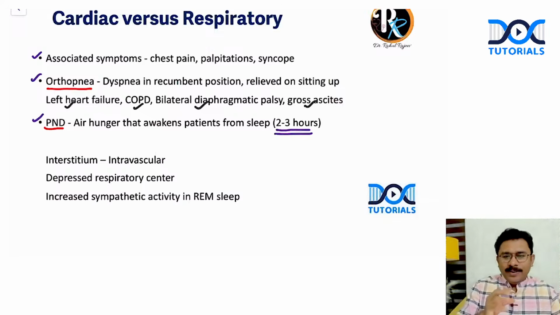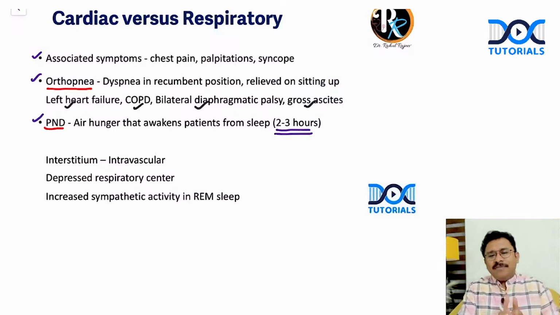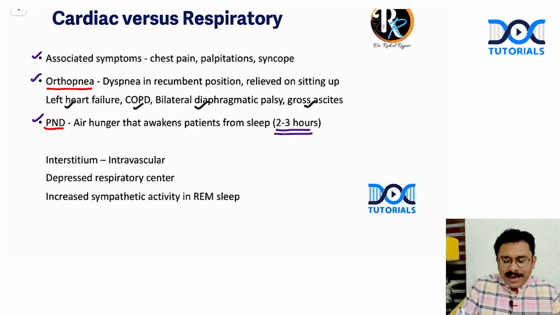Now the mechanism of PND, in addition to the one that I just told you, there are certain additional mechanisms. Because you see, in case of PND, it appears after a while, right? So why is there a gap of 2 to 3 hours?